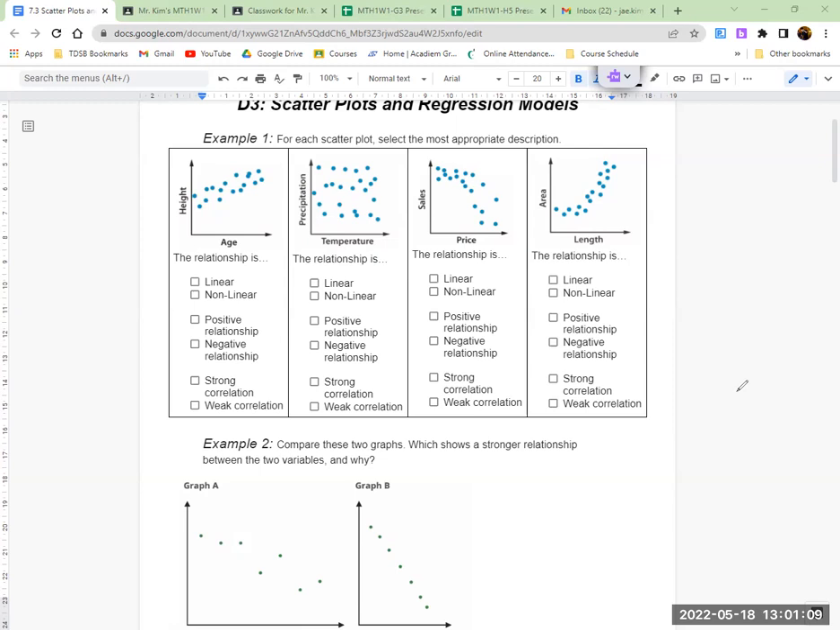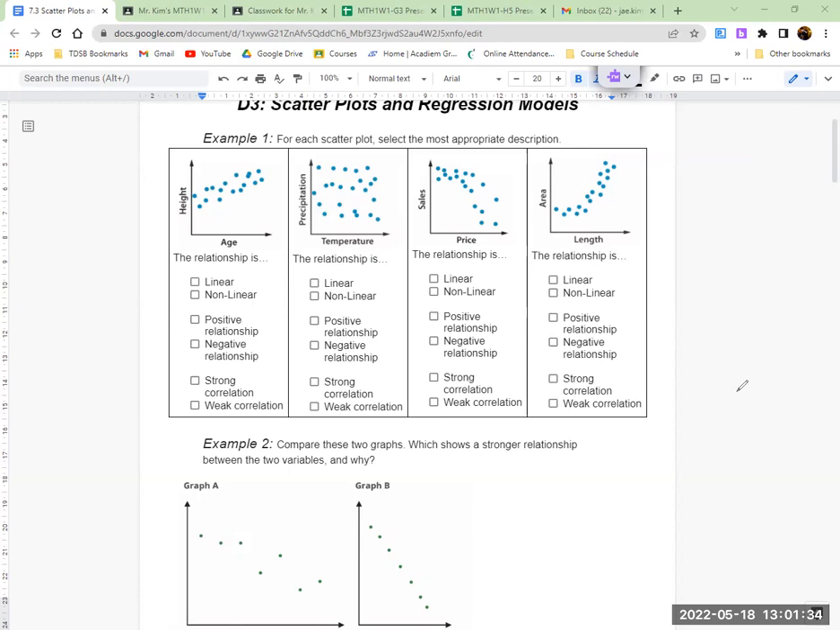Everyone's good? So here's some of the new parts. First, I need to make sure you understand the lingo. And that is, does this look like a linear or non-linear relationship? And trick question, there is an example here where there is no relationship. So let's take a look at these models, look at these examples, and we'll talk.